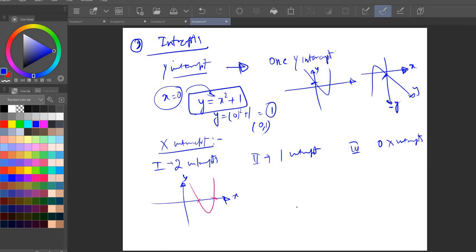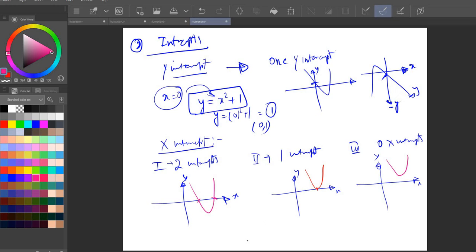Now, one x-intercept. This is x, this is y. The graph will just kiss the x-axis, touch the x-axis. So you have just one value of x-intercept. And the third one is 0 x-intercepts. This is x, this is y. You see how this is going to be. It will not touch the x-axis at all. All right? Three possible cases for the x-intercept.